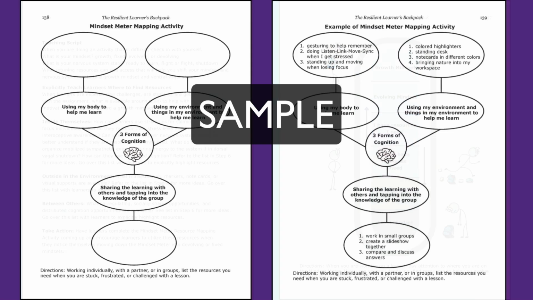The mindset meter mapping activity is where we take our 3 forms of cognition and the students actually figure out what things they do that help them learn better. How can they use their body? How can they use the environment? And how can they share with other people?